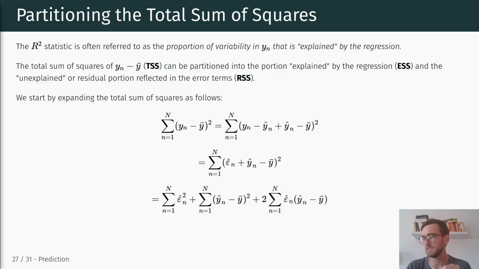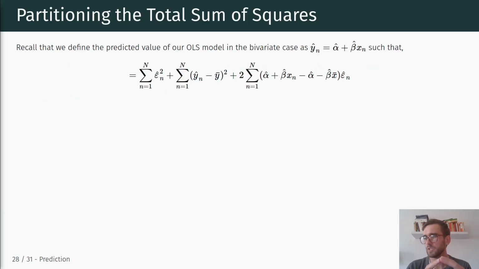Then after we've done this, we can now plug in our specification for y hat n. And remember that given the OLS model, the predicted value y hat n is equal to alpha hat plus beta hat x_n, right? So y hat n in our OLS model is alpha hat plus beta hat x_n. So we're focusing just on the bivariate case here. We could do this similarly for a multivariate case, but it's simpler to just focus on the bivariate case for now.